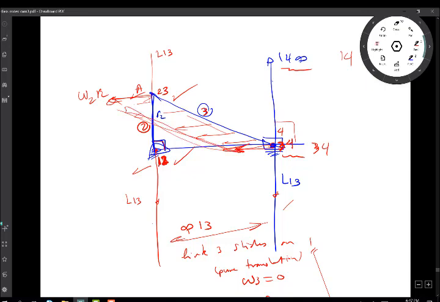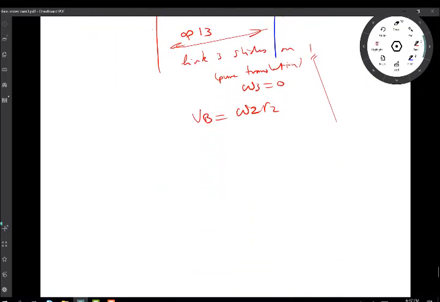So all this together, 3 and 4, at this point in time when 3 is doing the maximum angle it can do, 3 and 4 slide together. That's one of the singular situations we may deal with.